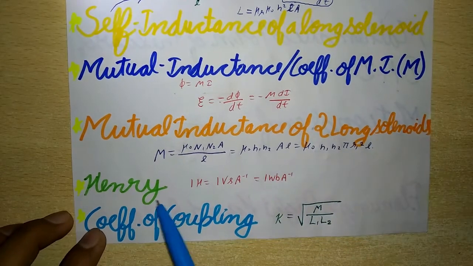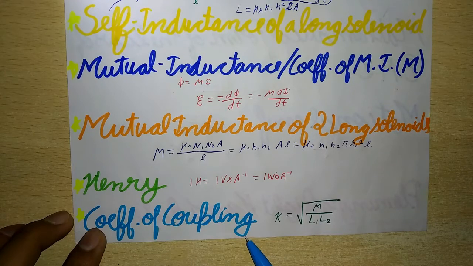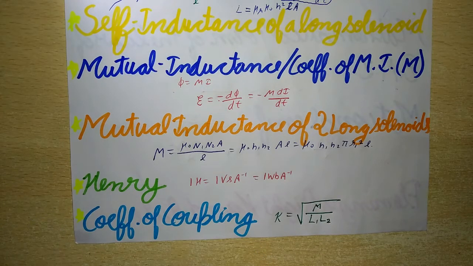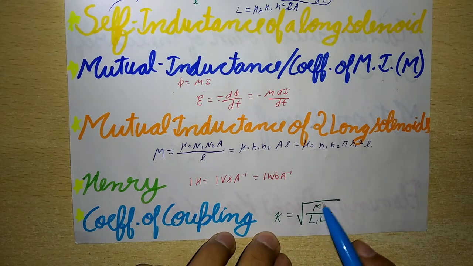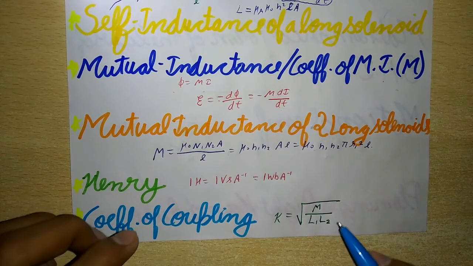Now the last topic is coefficient of coupling. It gives a measure of the manner in which two coils are coupled together. If L1 and L2 are the self inductances of the two coils and M is the mutual inductance, then the coefficient of coupling K = M / square root of L1 L2. The value of K lies between 0 and 1.